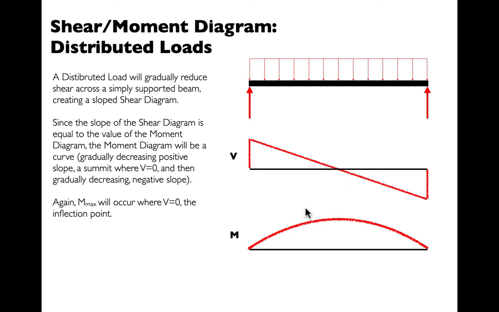Remember, too, that the value of the moment diagram equals the area of the shear diagram up to that point, because this is the reaction times a moment arm. So here we have the reaction, we're multiplying that by a moment arm, and that gives us the area or the value of the moment diagram here. So we're going to take the area of that triangle to tell us what the maximum moment is at the inflection point.